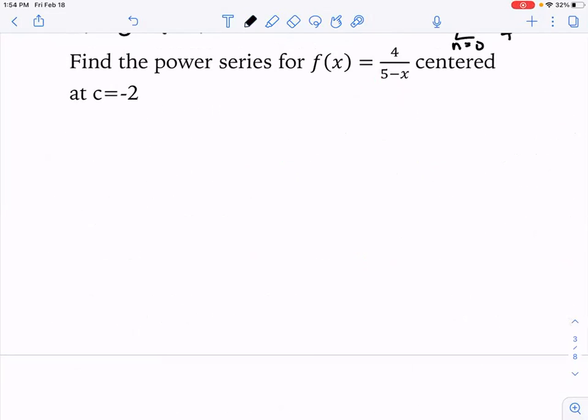Okay, so we have 4/5 minus x, and I want it centered at -2. I'm going to give you a few minutes to see if you can get to the a/1 minus r without my assistance. You're welcome to work with your neighbor.